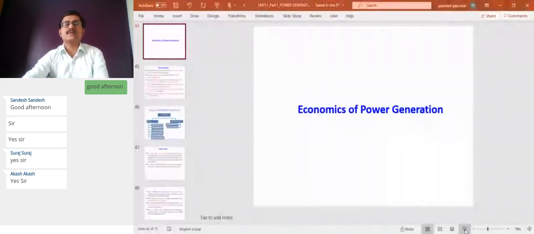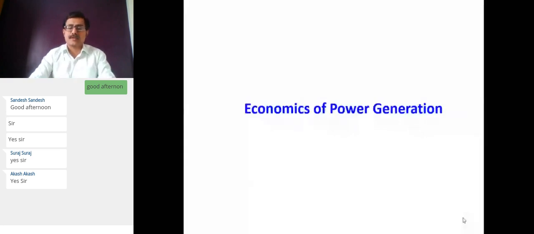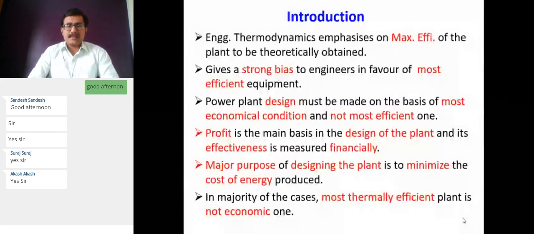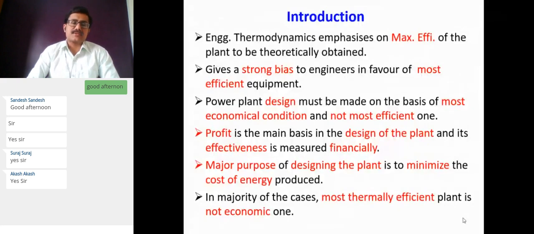Now we'll just recap the things that we had in the previous session for the economics of the power generation. We came across the fact that as students of engineering thermodynamics, whenever we are proposing any cycle, our objective is always to maximize the efficiency of that cycle or plant, which can be theoretically obtained. Theoretically, the maximum possible value of the efficiency would be 100%. But we know that in actual practice, it is never possible to get 100% efficiency.